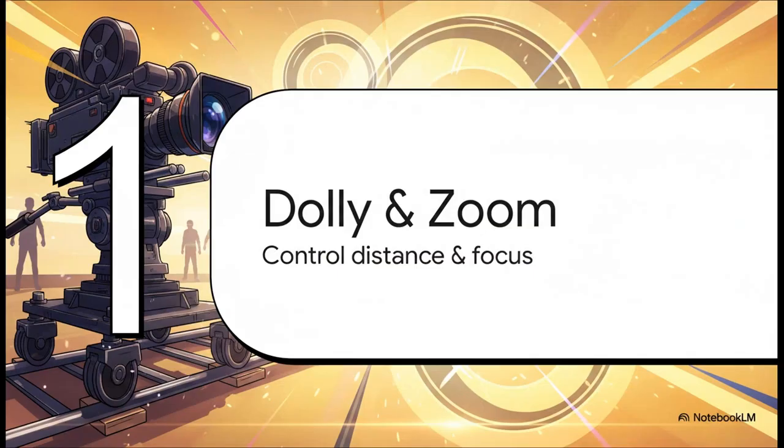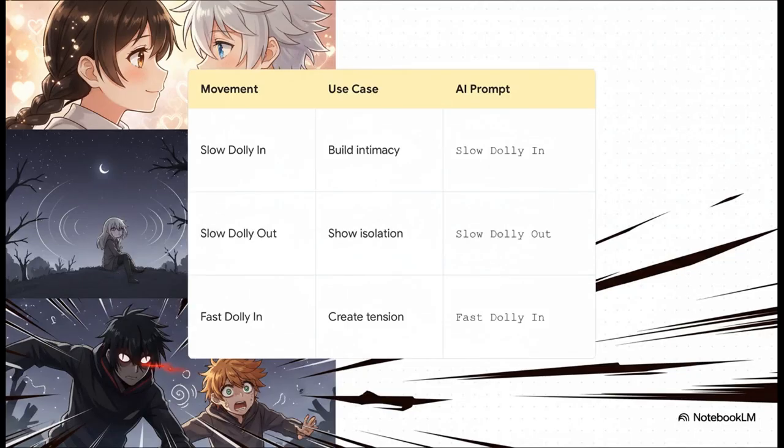First things first. Let's talk about the absolute bread and butter of any filmmaker, the Dolly and the zoom. These are your go-to tools for playing with distance, making a scene feel intimate, or creating focus. The Dolly is all about physically moving the camera closer or further away. So if you type in slow Dolly in, you're going to pull the viewer in, building this really nice sense of intimacy, or showing a character having a big realization.